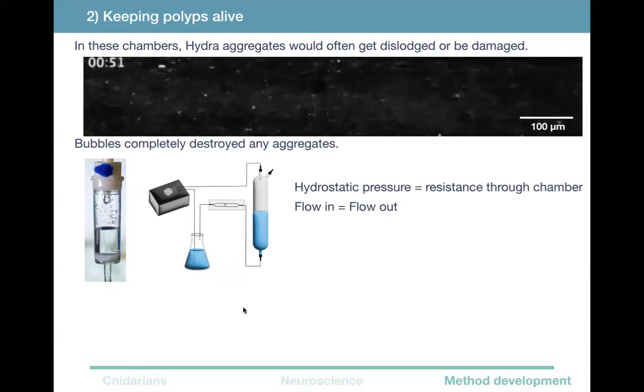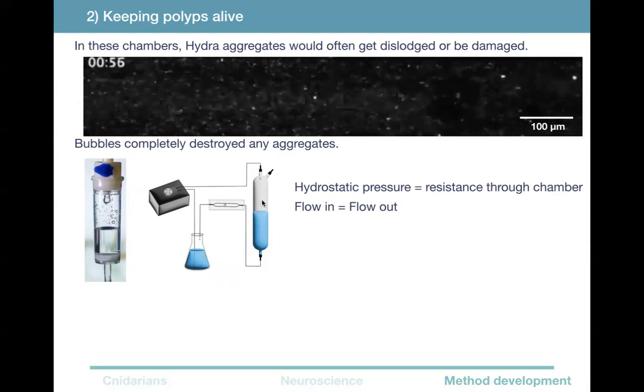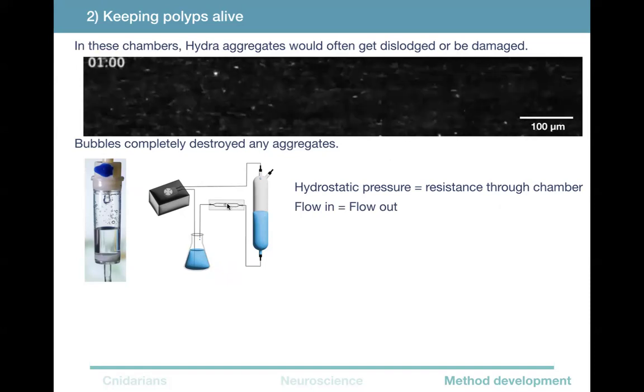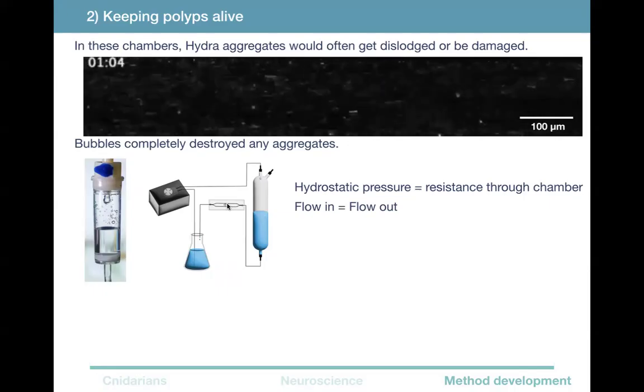What we found is that in this system, the hydrostatic pressure at equilibrium gets balanced by the resistance through the chamber, and you can go through and solve some Bernoulli's law to tell you what the diameter of your tubing should be and what the thickness of your chamber can be for a certain height of your fluid.